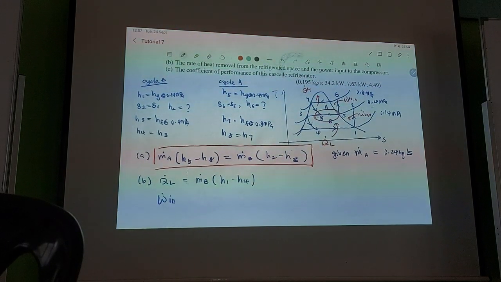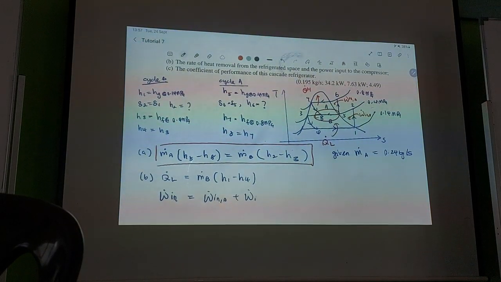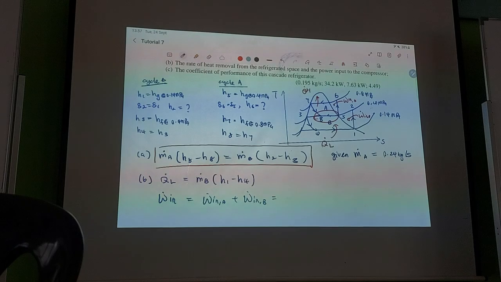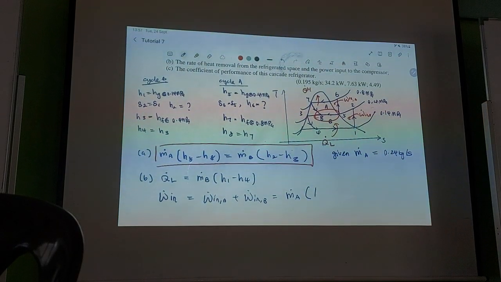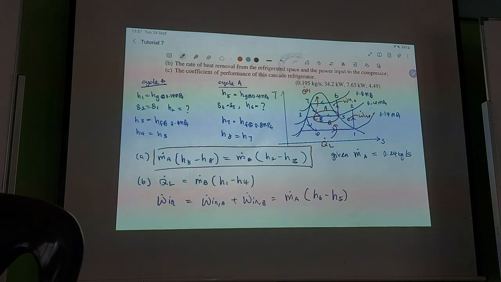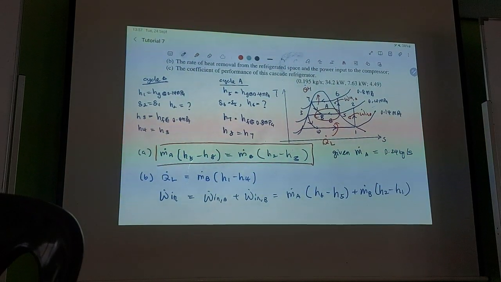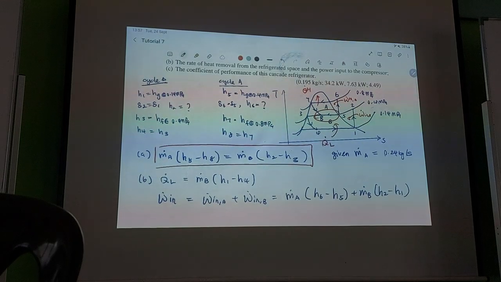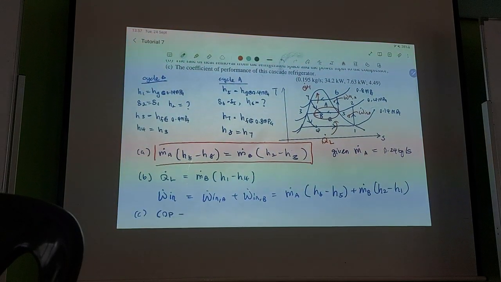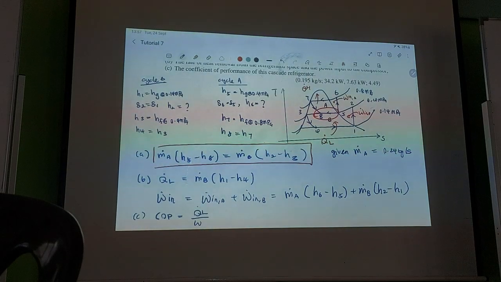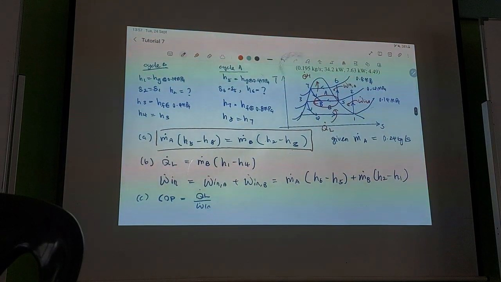Then the work input is work in A plus work in B. That is mass flow A times H6 minus H5, plus mass flow B times H2 minus H1. Then lastly is COP. For COP, you just use these two.